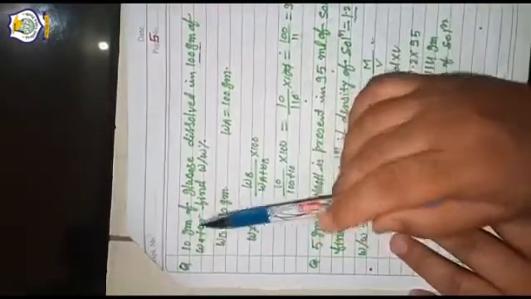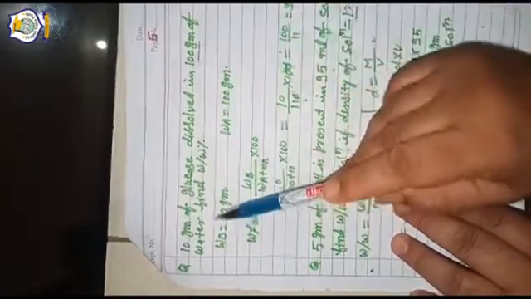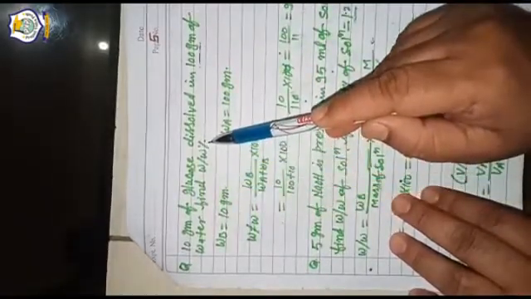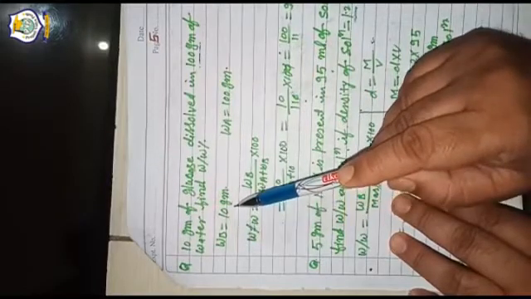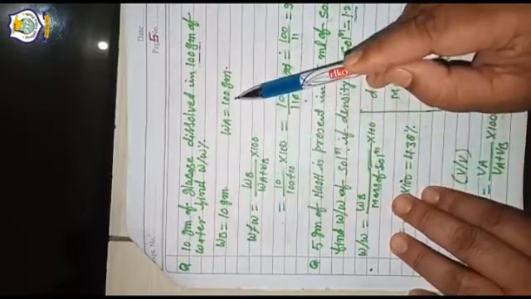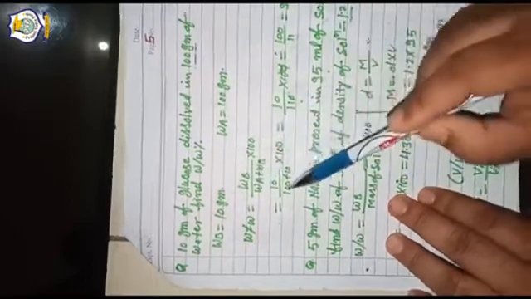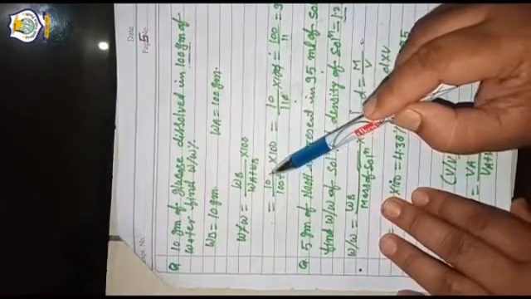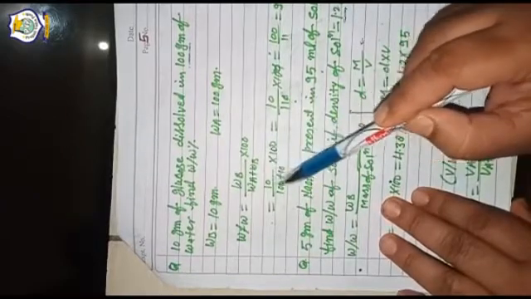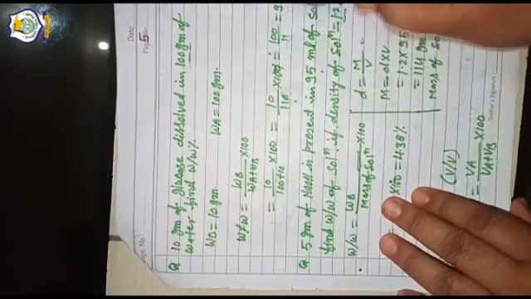Next question: 10 gram of glucose dissolved in 100 gram of water. Find the W upon W. In this solution, the mass of solute is 10 gram and mass of solvent is 100 gram. These values are put in this equation, at the place of WB the 10 gram, and at the place of WA 100 gram, their answer is 9.9%.